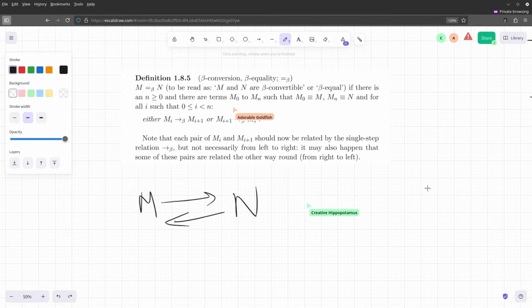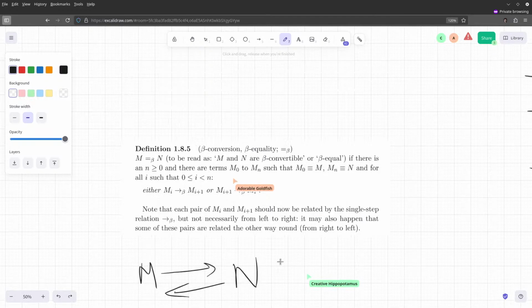Does that make sense? Yes. Yeah. So, the old example again.